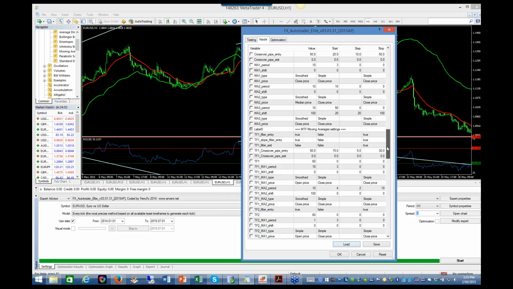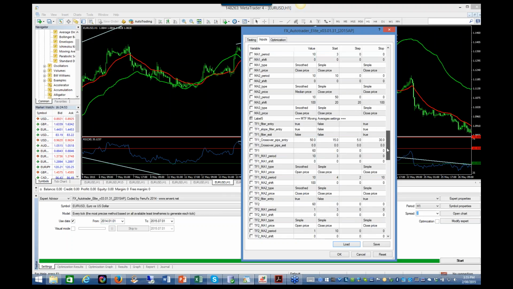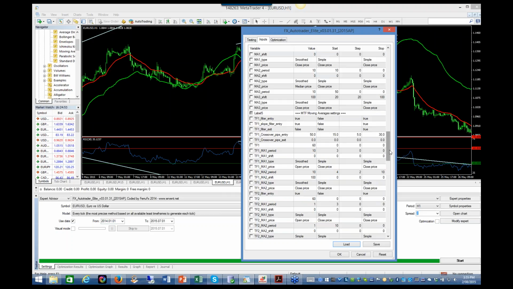And let me just get to this point here. And so we've got the moving average module. I've set the filter entry to true. The slope has to be true as well. We're not using the exit. I've got my crossover pips of 50. I'm trading on the 60-minute, the 1-hour time frame. The period is 10. It's smoothed and it's done on the open price.